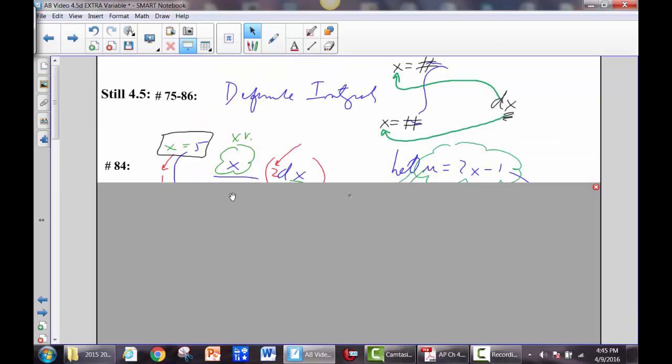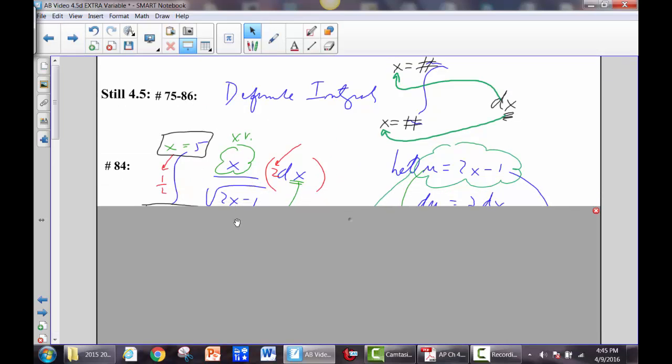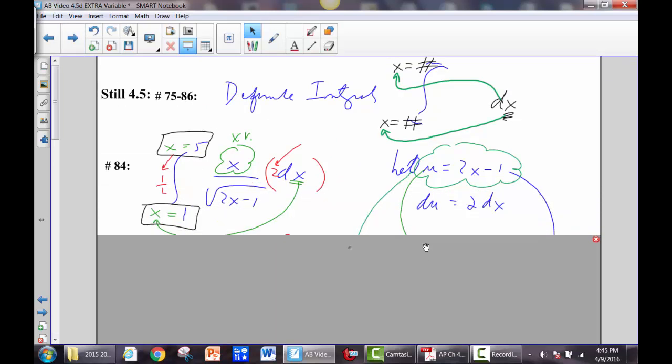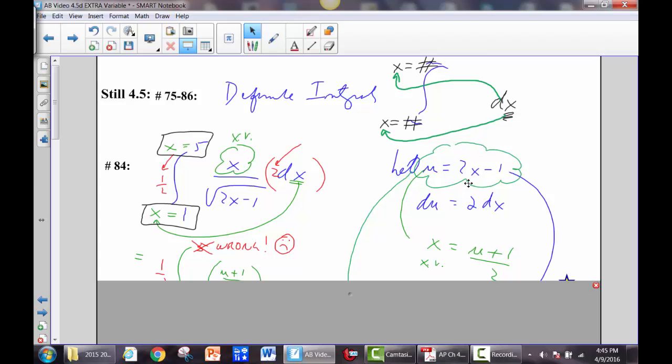Okay, so now we're moving on to what happens when you have a definite integral with an extra variable. And that's going to lead us into another discussion. So again, let u equal the contents of the radical. Derivative is 2 dx. Uh-oh, extra variable. So what we're going to do is isolate x here and get (u plus 1) over 2.